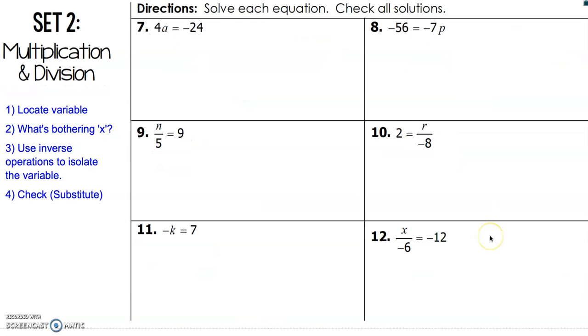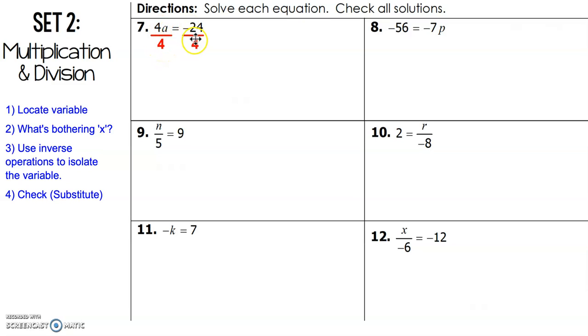Next, let's look at what happens when we multiply and divide in equations. How do we use inverse operations? So here's my variable. What's bothering a? Well, it's got a 4 next to it. That means that the 4 is being multiplied by a. So how do I get rid of multiplication? I have to do its inverse. So the inverse operation of multiplication is division.